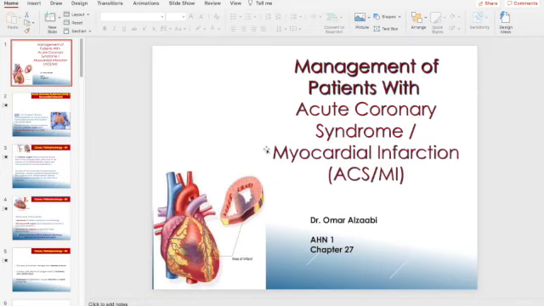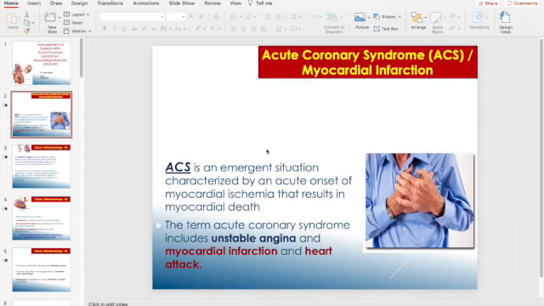This lecture is about management of patient with acute coronary syndrome, myocardial infarction, chapter 27. This lecture will be recorded. Previously, we spoke about atherosclerosis and angina. In this lecture, we will continue with myocardial infarction. They are similar. First, we'll start with acute coronary syndrome.